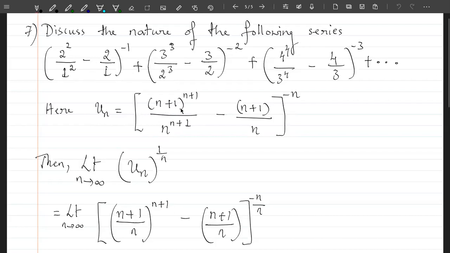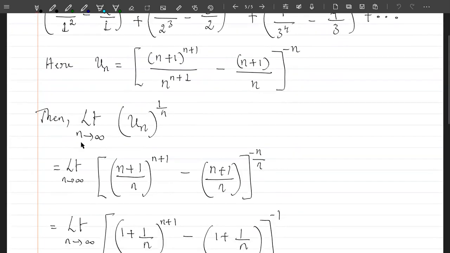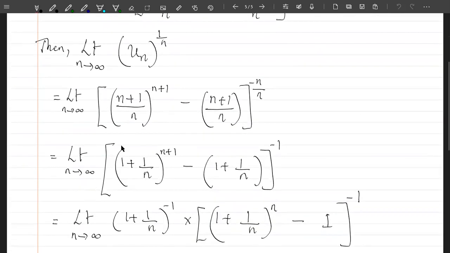Un must be (n plus 1) power n plus 1 divided by n power n plus 1, minus (n plus 1) divided by n whole power minus n. Please note the terms here and get the value of un. So now after this we get the value of limit n tending to infinity un power 1 by n. So if you calculate that, you get this particular term with the power minus n divided by n. So I get this particular term with power minus 1.